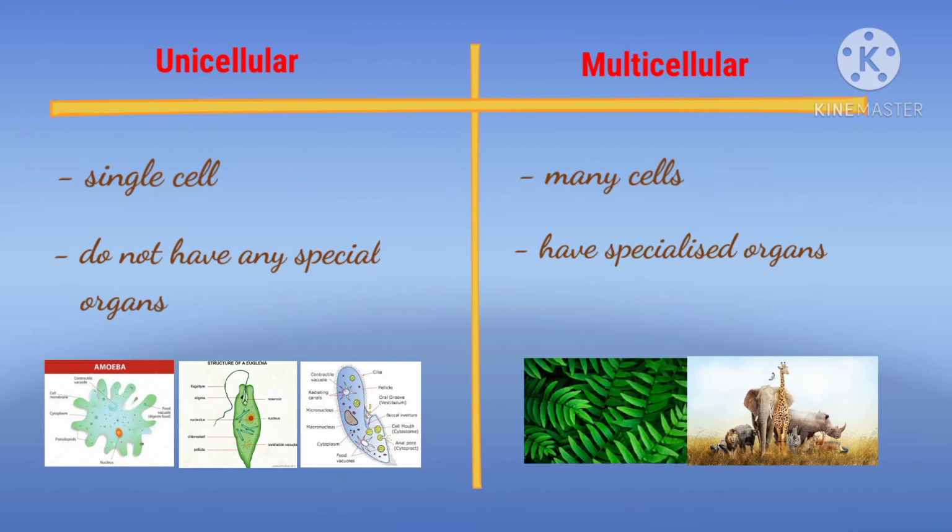So unicellular means single-celled organisms. Examples are amoeba, euglena and paramecium. At the same time, those organisms that are made up of many cells are called multicellular organisms. For example, plants, animals, and we human beings are also multicellular organisms.